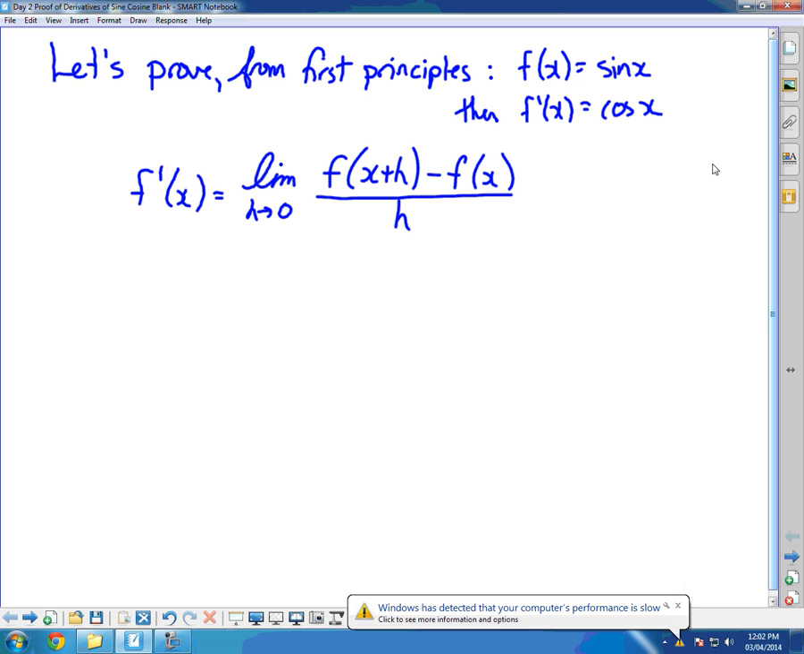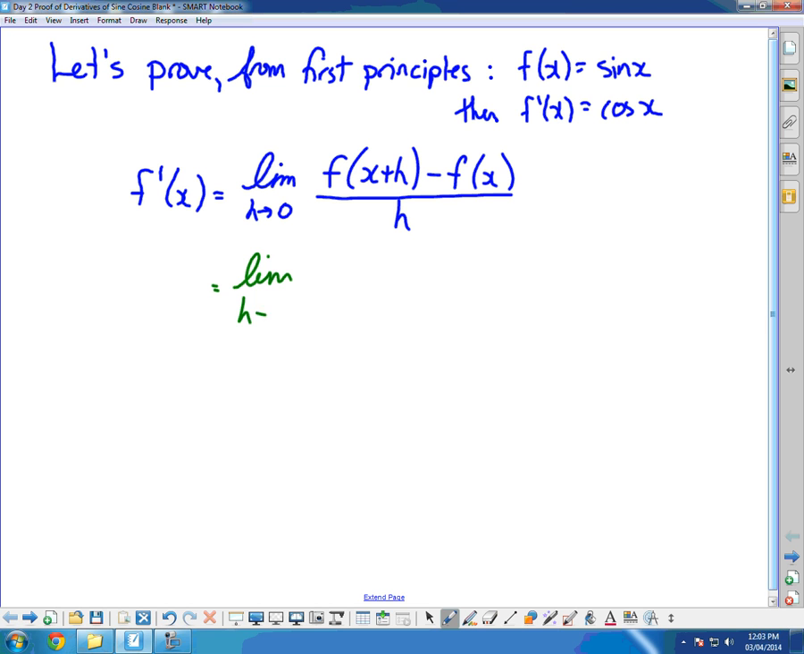So first we're going to try and differentiate sine x from first principles. We're going to use that formula from the beginning of the year and do the derivative of sine x. That means wherever we see the function, we're going to replace it with sine x. So it's still the limit as h approaches 0, and the function is sine, but instead of x, it's x plus h for the first part, minus f at x, which of course is just sine x, all over h.